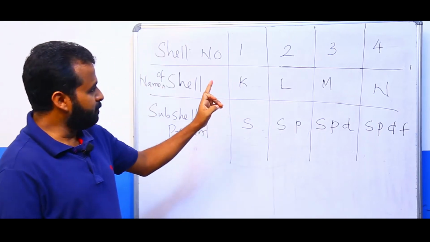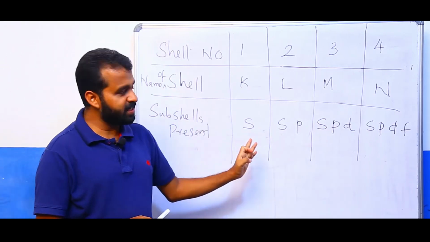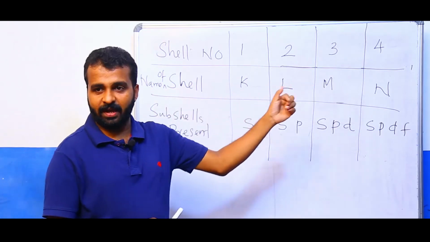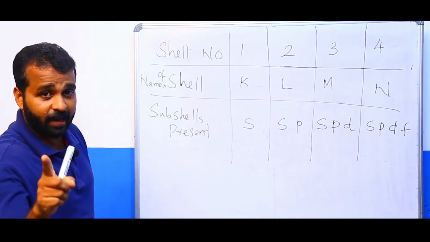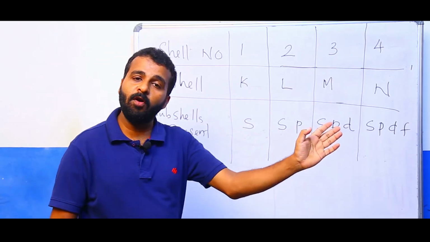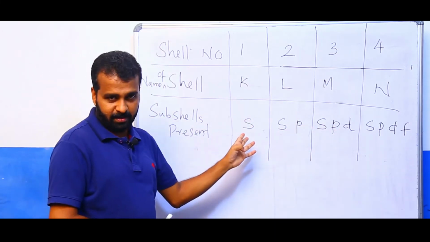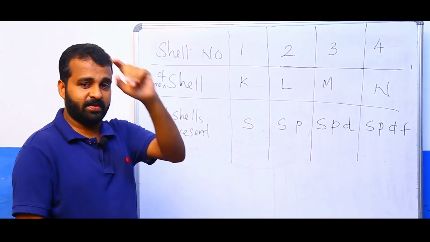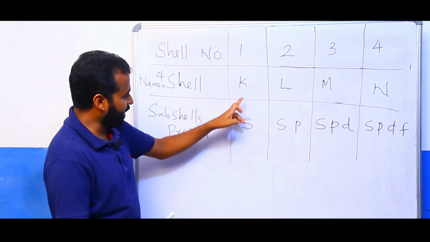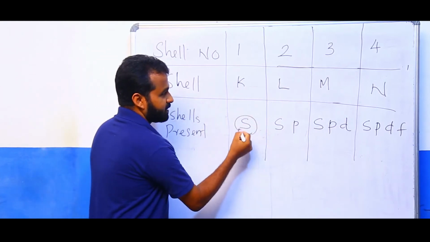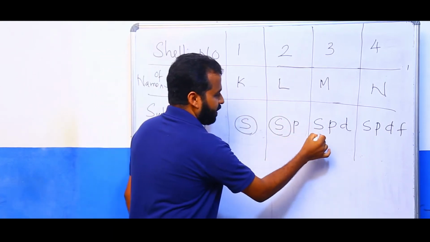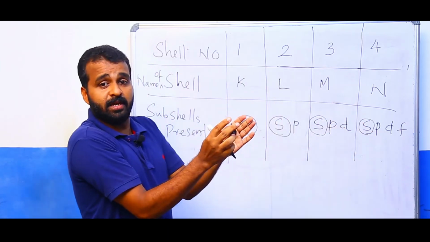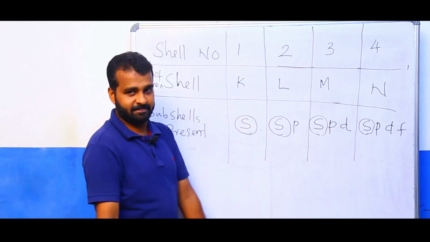Ready? The first question is, which is the subshell common in all shells? Look at the table. Yes, very good. First shell has S, second shell has S, third shell has S, and fourth shell has S. So S subshell is common in all shells.